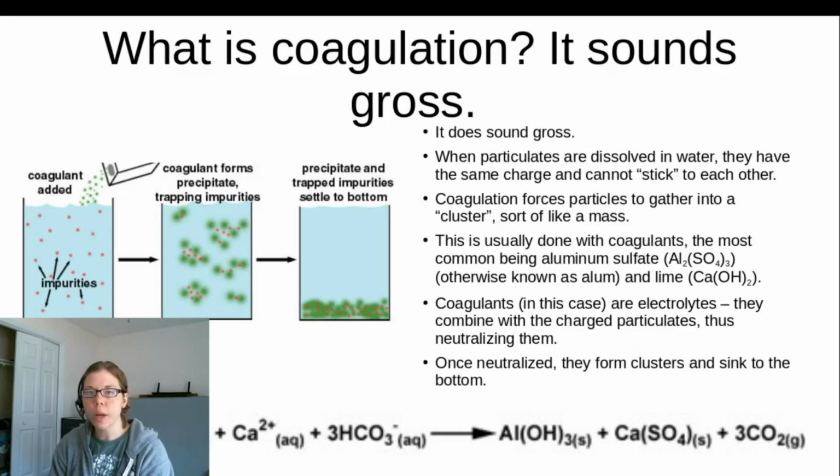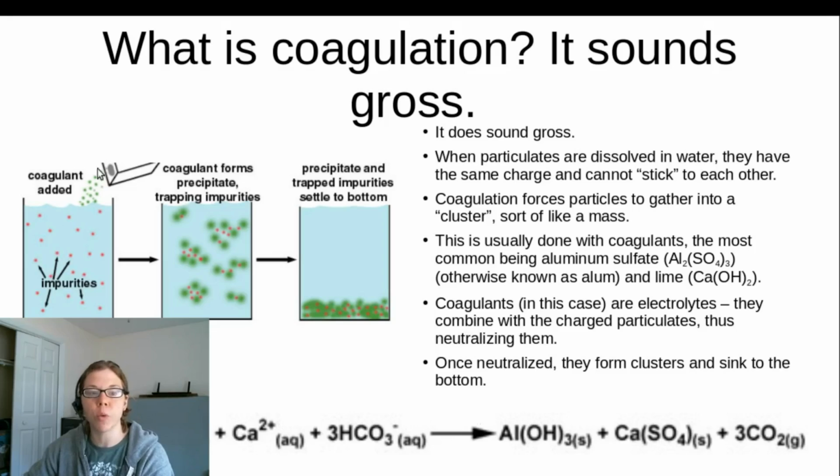So, what is coagulation? It's basically when the particles are dissolved in the water. They form positively charged ions that can't stick together, they just kind of bounce off each other. What coagulation does is it adds something to the water called a coagulant, and it causes those positively charged ions to neutralize and they start to stick together.